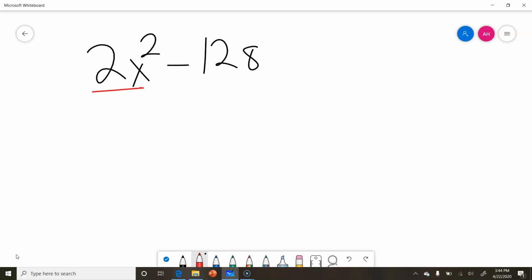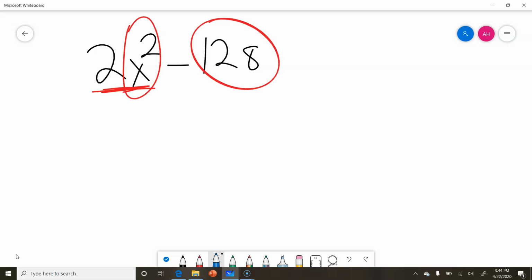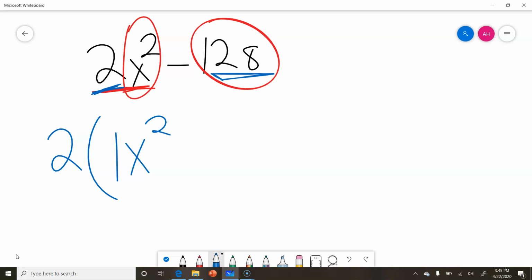So another one would be something like this, 2x squared minus 128. Okay, you see here, this is an x squared. So we know there's a squared, and that's not a squared, but guess what we have? We have a 2 that we can divide by. So I do 2 divided by 2, and I get 1x squared minus, and we type in 128 divided by 2, you get 64. And that's the number that we want to see because 64 is the perfect square of 8.